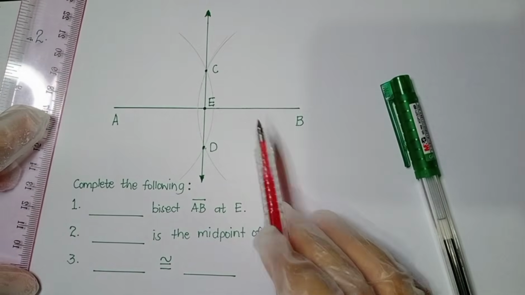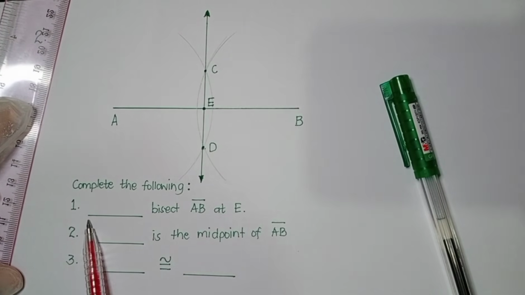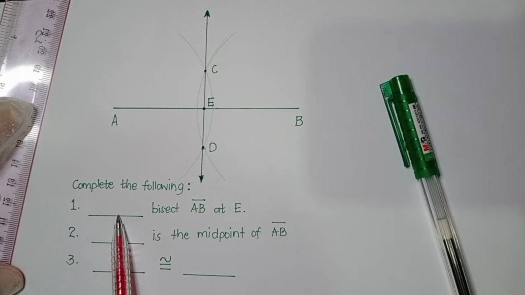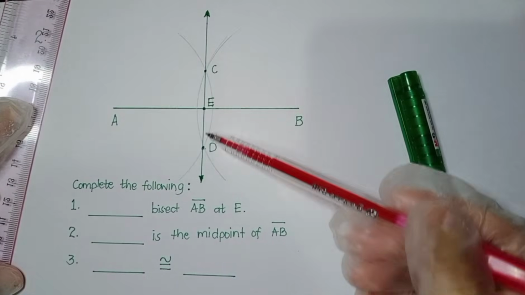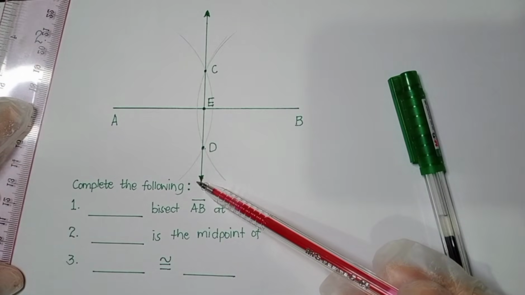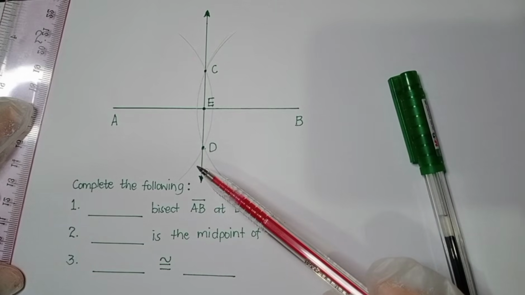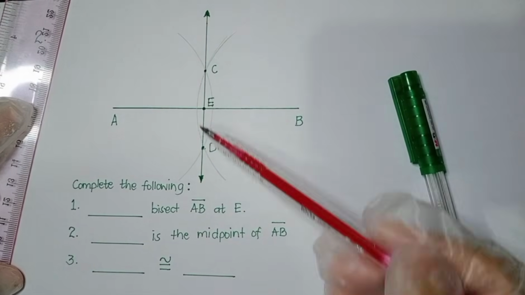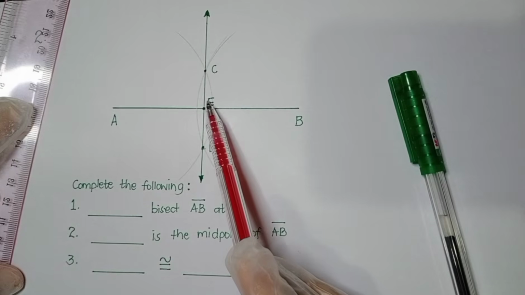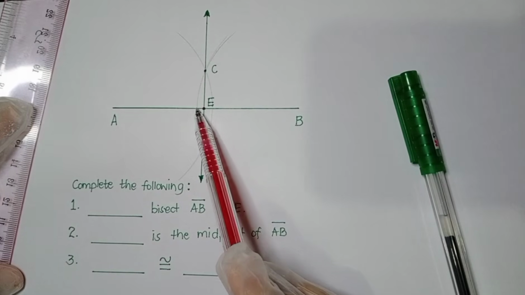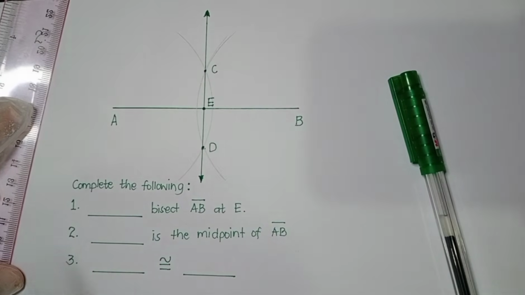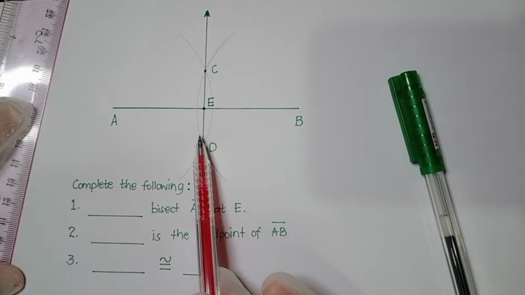Okay, so from the given construction, we have here, number 1, blank bisect AB, segment AB at E. So, ano yung naging bisector o perpendicular bisector? So, again ha, the bisector of a segment is also called the perpendicular bisector. Kasi po, once na nag-bisect siya sa midpoint, automatic, they are perpendicular. Nagpo-form siya ng right angle dyan. Okay? So, bisector or perpendicular bisector.